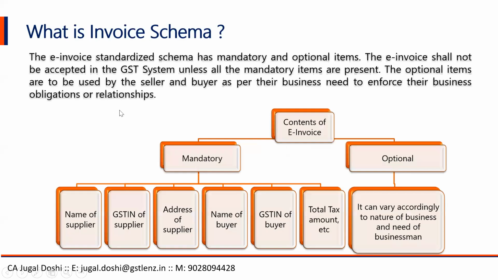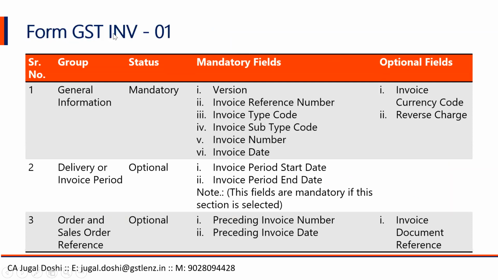The procedural aspect consists of understanding the invoice schema, which is the GST INV1. The invoicing schema consists of a few mandatory parts and a few optional parts. See this, I have mentioned all the schemas over here. The first status is group, and in group there are fields. So my group is general information, and then in general information there are fields.